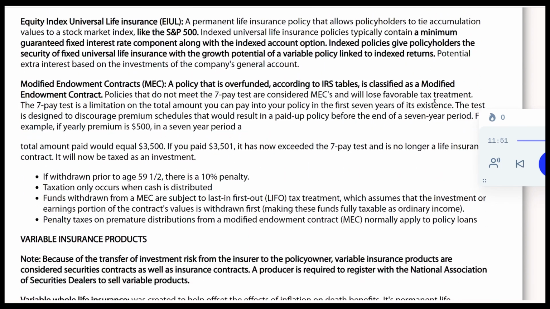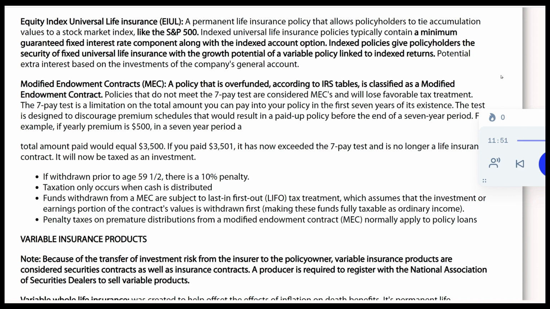Equity Index Universal Life Insurance, IUL, is a permanent life insurance policy that allows policyholders to tie accumulation values to a stock market index, like the S&P 500. Indexed universal life insurance policies typically contain a minimum guaranteed fixed interest rate component along with the indexed account option. Indexed policies give policyholders the security of fixed universal life insurance with the growth potential of a variable policy linked to indexed returns. Potential extra interest is based on the investments of the company's general account.